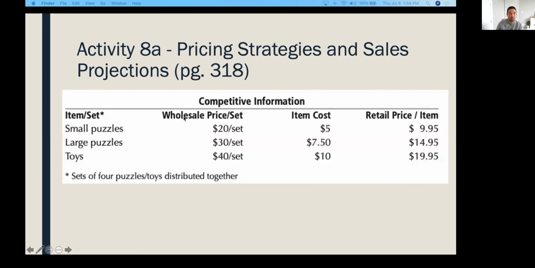Now, when we look at the competition, this is the research that they made available to us. So this is what they were able to find out about the competitors, and this is what they're basing their pricing on as well. So they sell the small puzzles for 20 bucks a set, large puzzles for 30, toys at 40, and we'll come back to this after, okay?